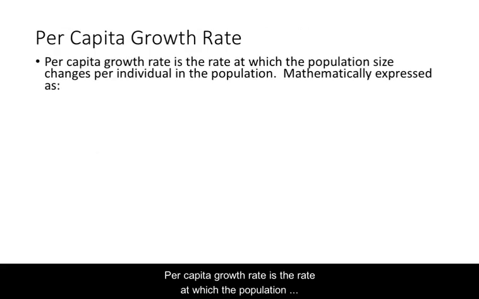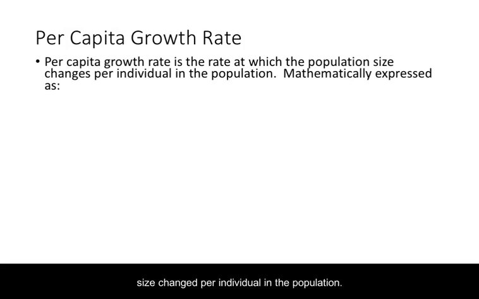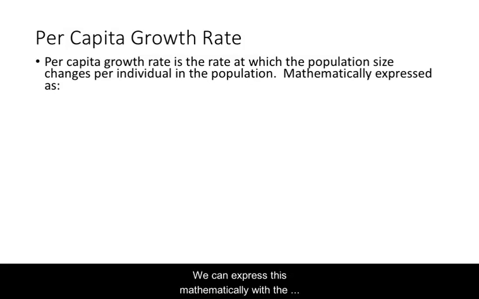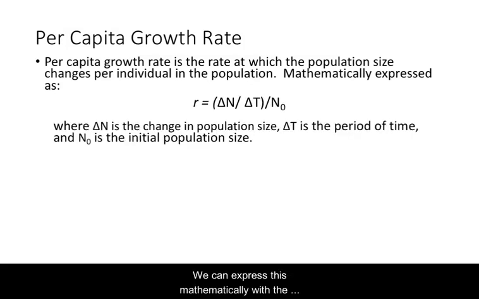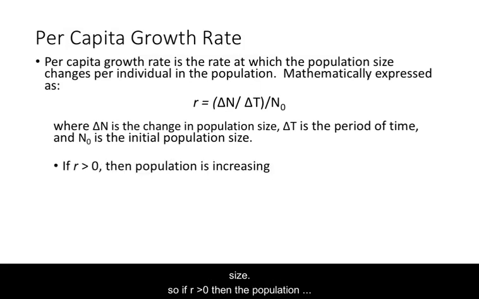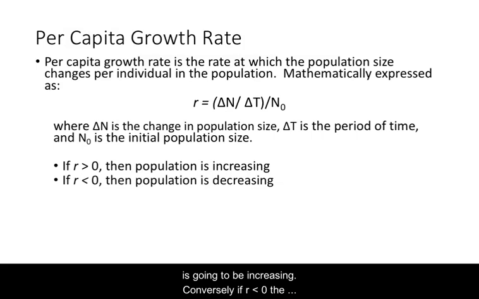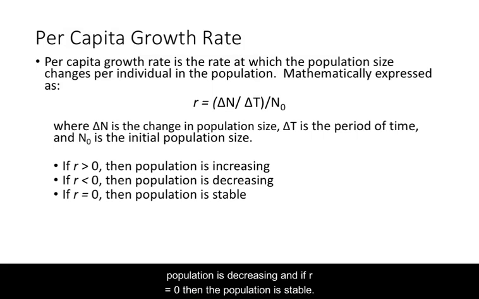The per capita growth rate is the rate at which the population size changed per individual in the population, and we can express this mathematically with the following formula. So r equals delta n over delta t divided by n naught. So delta n is the change in population size, delta t is the period of time we're talking about, and n naught is the initial population size. So if r is greater than 0, then the population is going to be increasing. Conversely, if r is less than 0, the population is decreasing. And if r is equal to 0, then the population is stable.